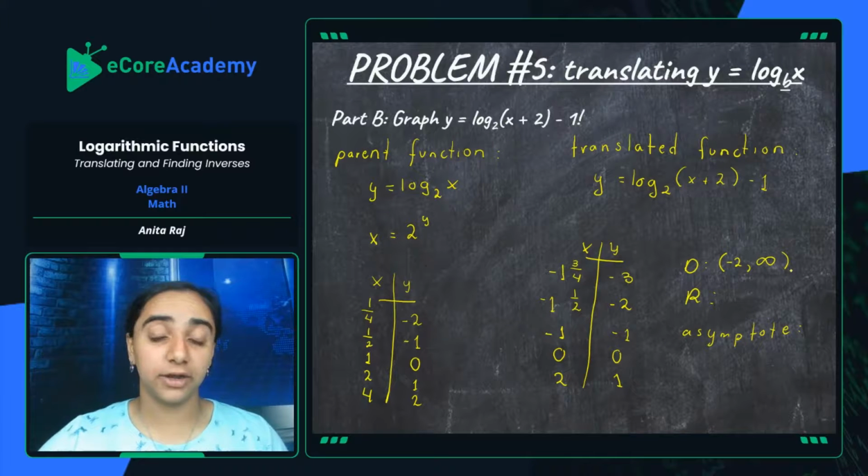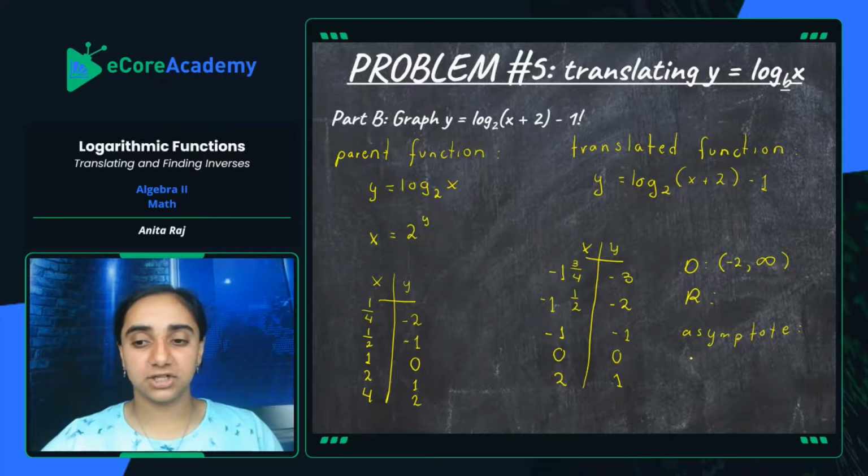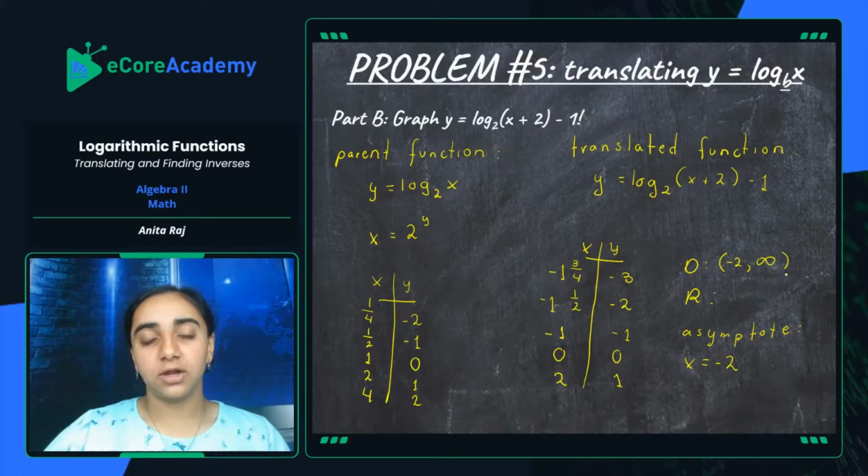It'll never be equal to negative 2, because there's actually an asymptote, which I'm going to write here. There's an asymptote at x equals negative 2. It'll never go to the left, and it'll never be equal to negative 2. And the range, as we say for all log functions, is negative infinity to positive infinity.